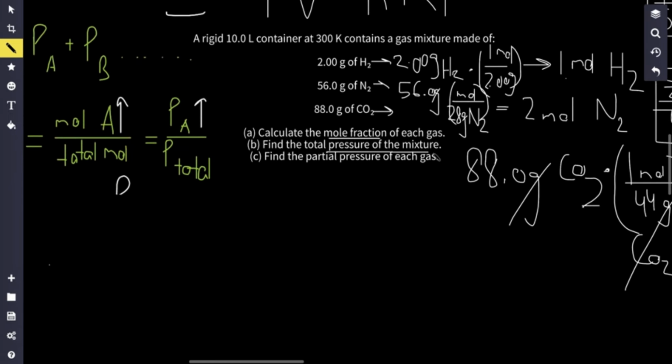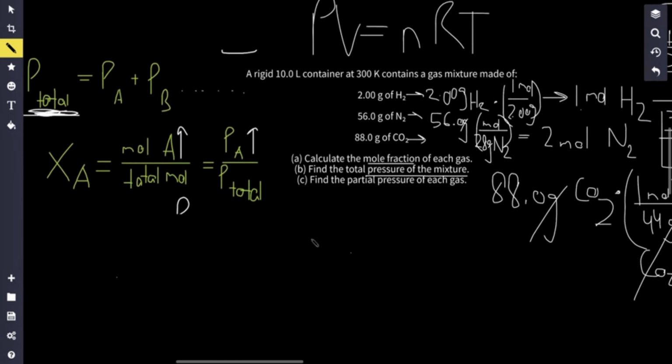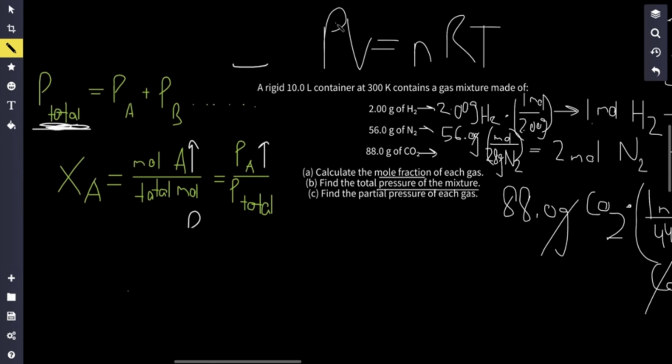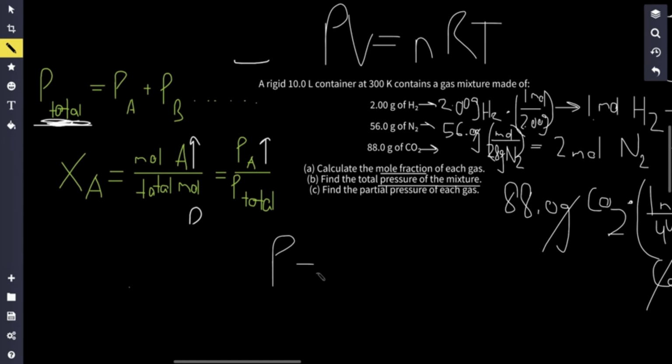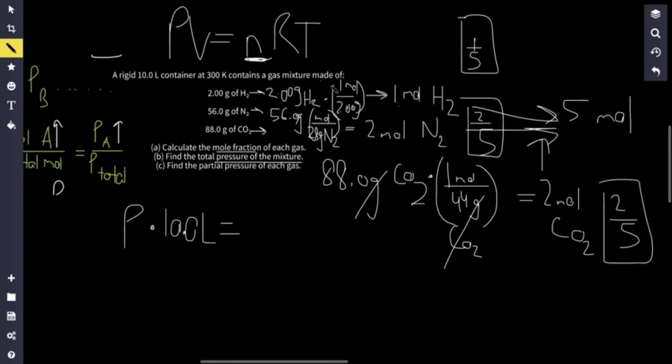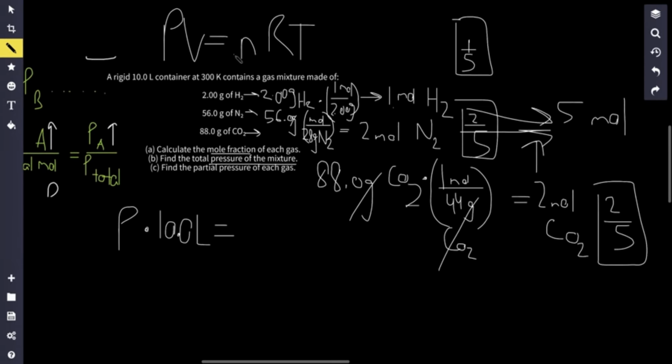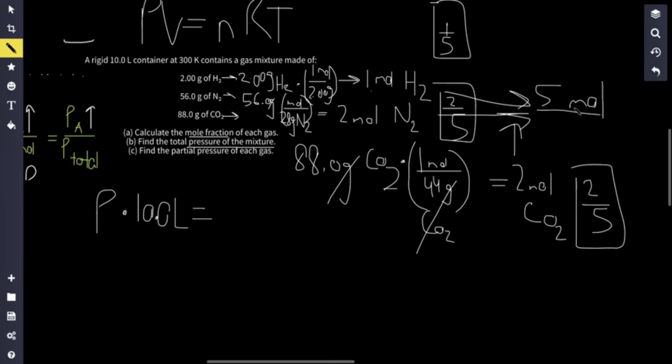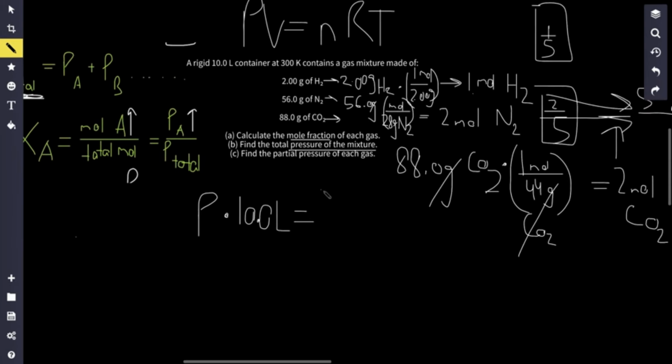Find the total pressure of the mixture. Okay, PV = nRT time. We're trying to find out the pressure, so we don't know what the pressure is. We do know that this is going to be multiplied by the volume, 10.0 liters. We also know that we have n right over here. n represents the amount of moles we have. In this case, we have 5 moles in total. So we're going to take our total amount of moles and plug it in there.